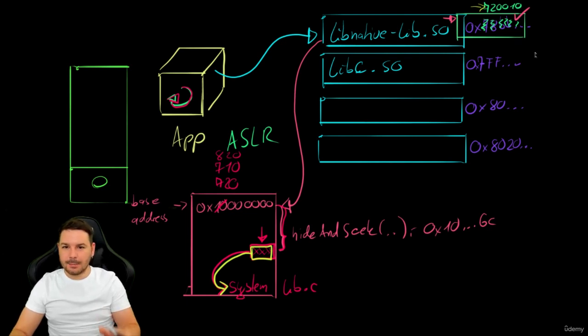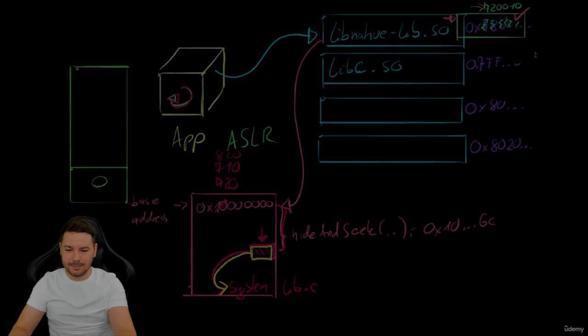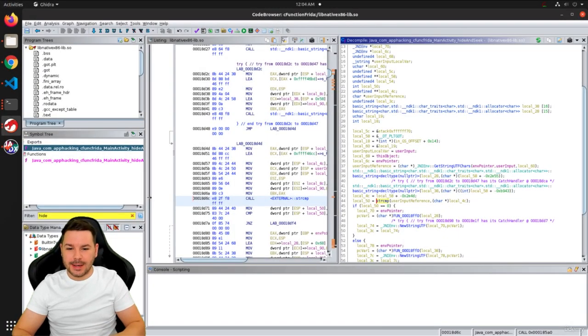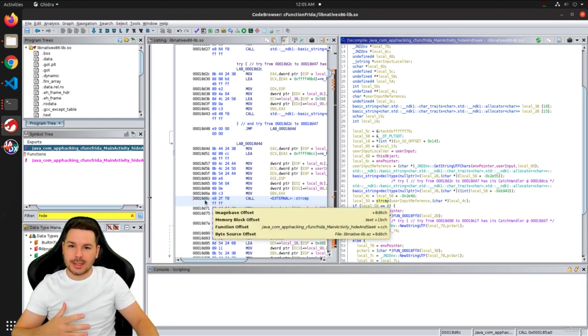Okay, so now let's get back to our main topic, which is about hooking this string compare function. Being back over here, we now know why we cannot simply use this address over here. This will change, and it will change every time we are launching this application. But what does not change is the offset, this one.